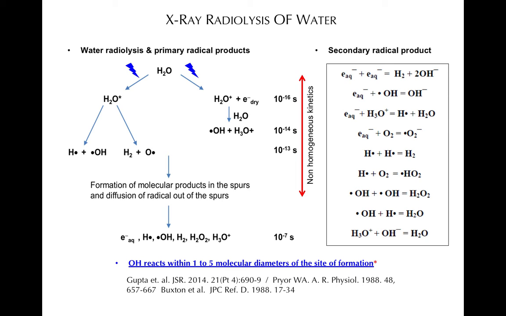So when we see a modification, we know that there was a water in very close proximity to that side chain. Now in contrast, if the hydroxyl radicals were able to diffuse all over, we would see modifications all over the protein, and this method would not work.